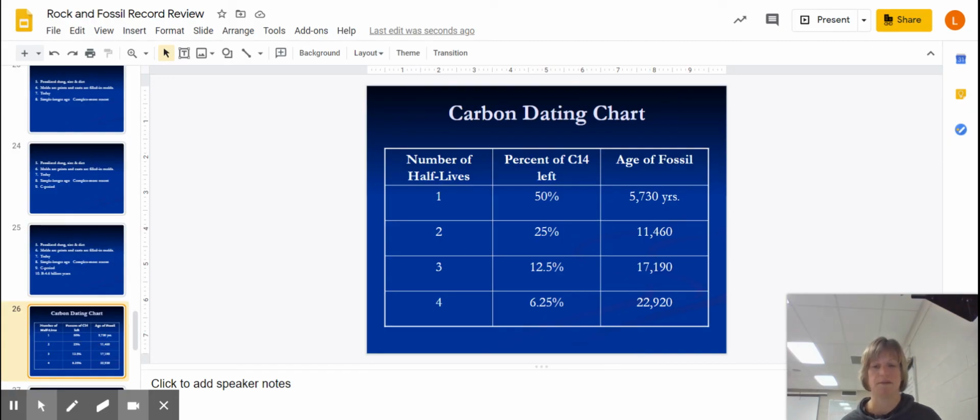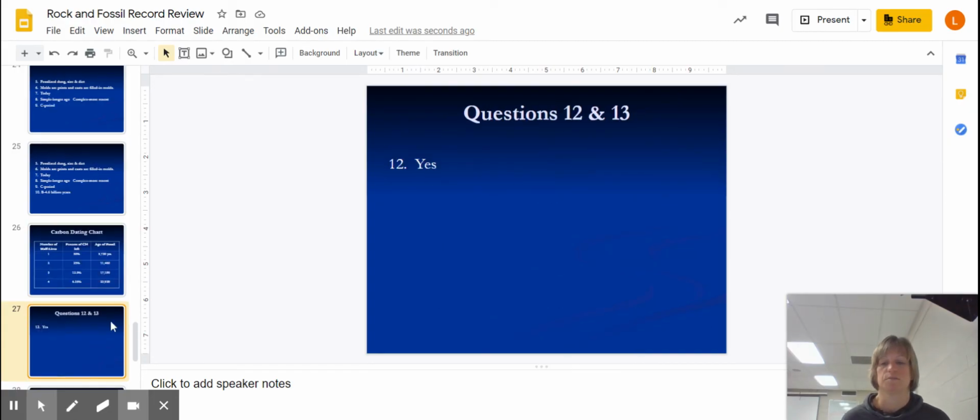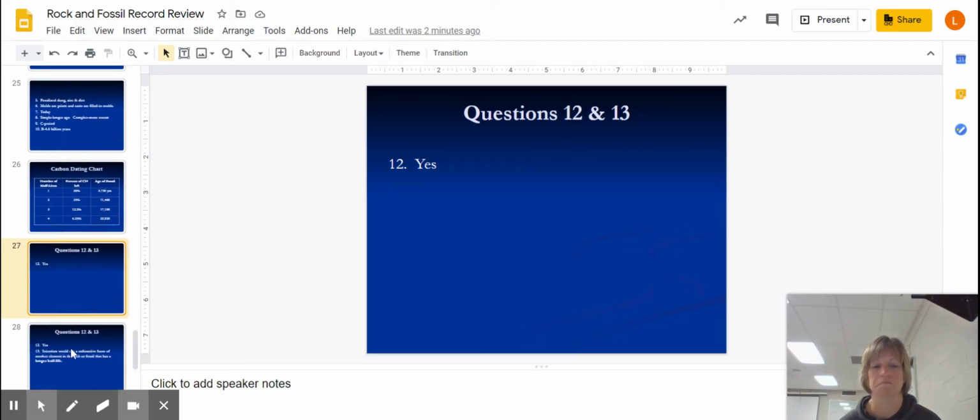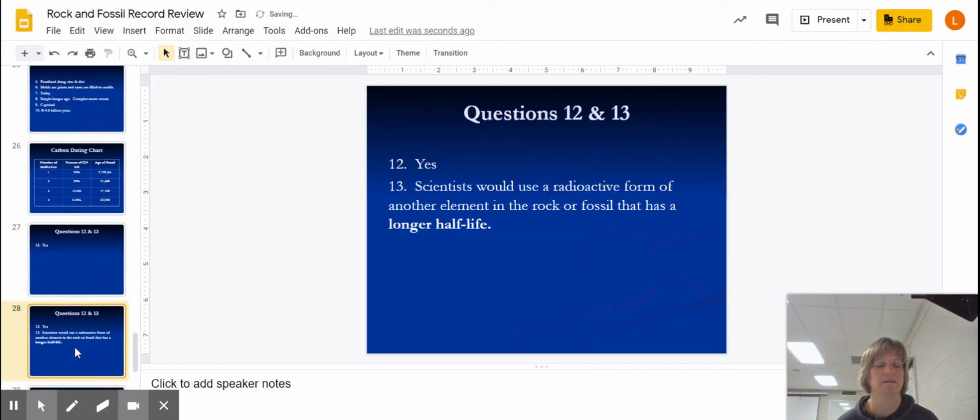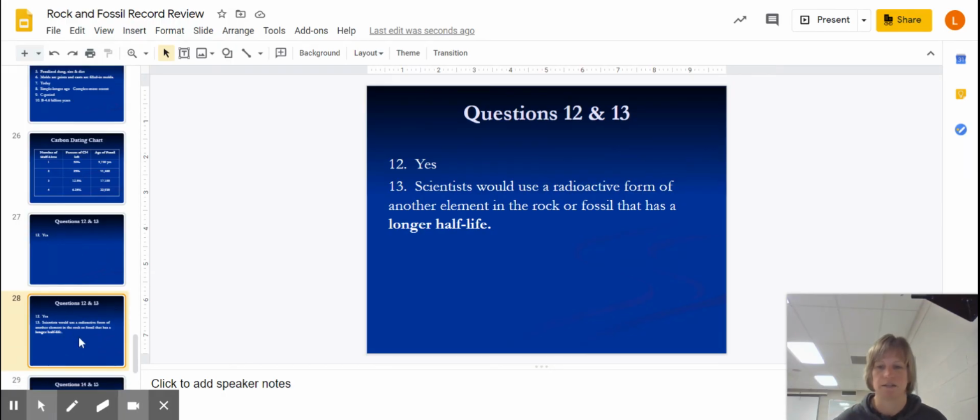So to finish up now, is it ever possible for a fossil to run out of carbon-14? And the answer is yes. Now, that would make a scientist happy because you would know that your fossil is pretty old. But would a scientist be out of luck? And the answer is no. Instead, they would analyze that rock or fossil for a radioactive form of another element, say maybe uranium-235 or potassium-40, that has a much longer half-life. And the idea is if there's a longer half-life, it's less likely to have run out of that unstable form.